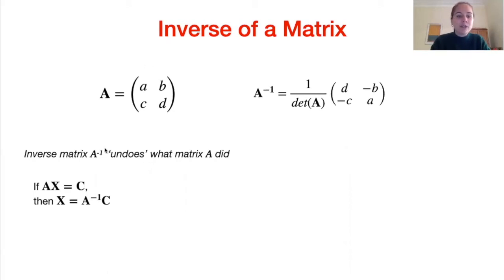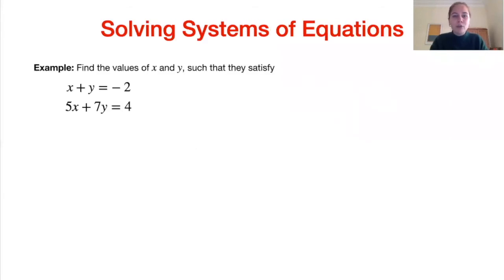So for example here, if we multiplied X by A, we got C. Well, what if we just want X? Well, we want to undo that multiplication by A. So we do that by undoing the multiplication by A and applying it to C. So we're going to see a really useful example of this, and that is when we're applying it to solving systems of equations. Just a reminder, what are systems of equations?